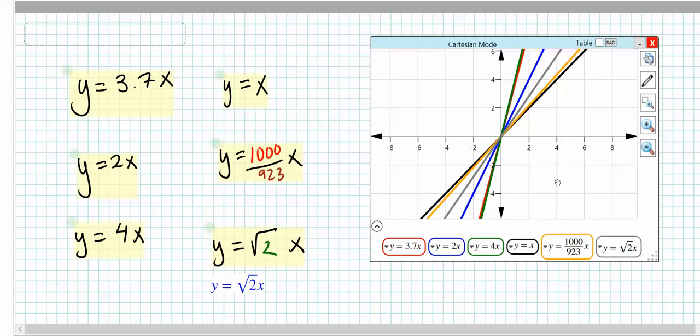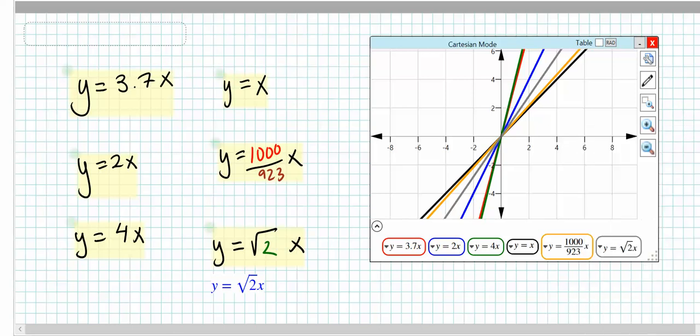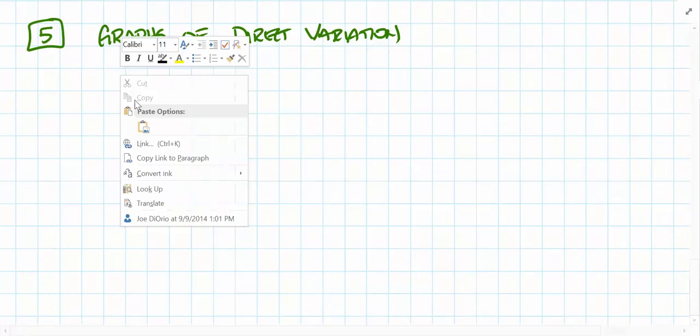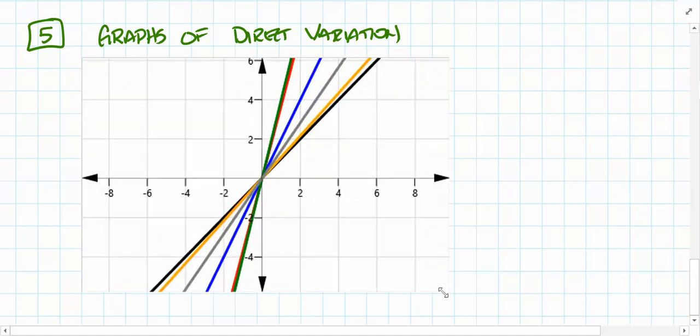Okay, all right. So we're going to take this information and put it into our notes, and it's called this. Here's what I did for you. I wish you guys would do the same thing. But what can we conclude from this information here, ladies and gentlemen? That all graphs of direct variation, and then fill in the blank for me. All graphs of direct variation do what?